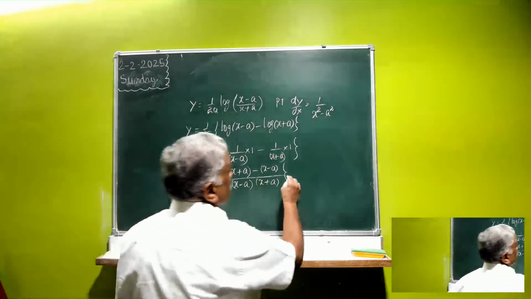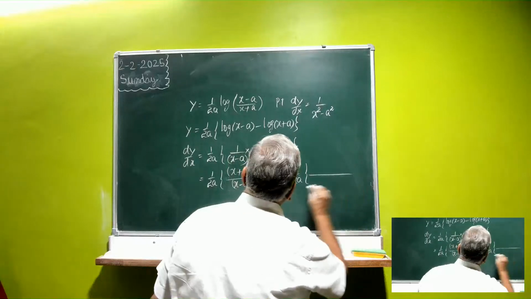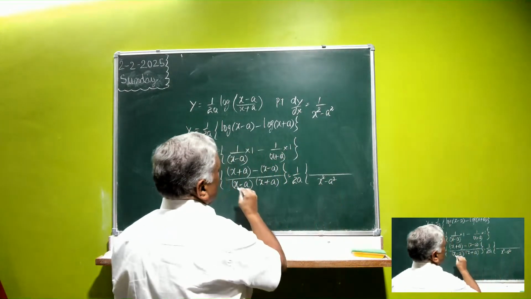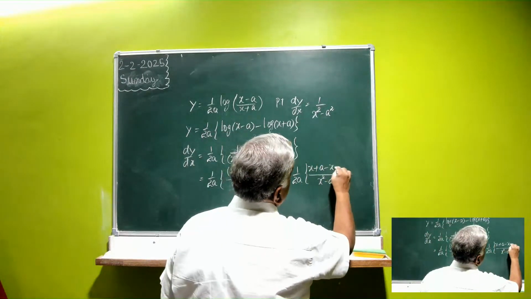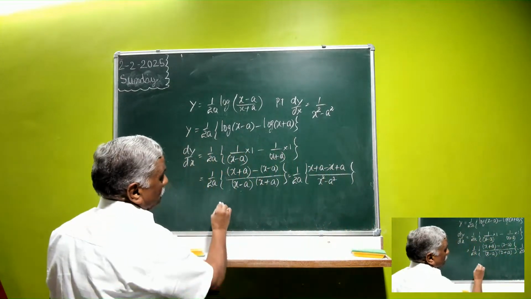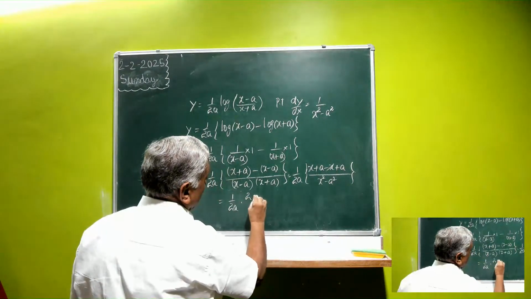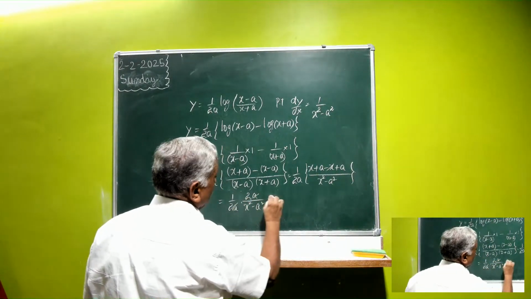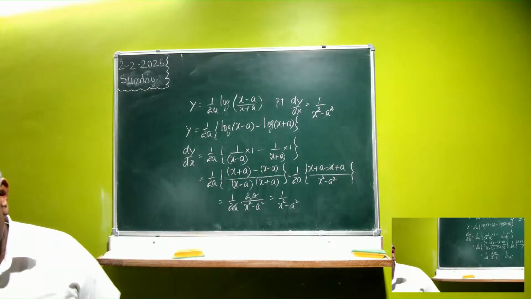So let us simplify this. 1 by 2a is outside. This you can multiply using the formula. You get x square minus a square. So here what happens is x plus a minus x plus a. X and x will cancel. So you get 1 by 2a, a plus a is 2a, by x square minus a square. 2a to 2a cancels. X square minus a square.